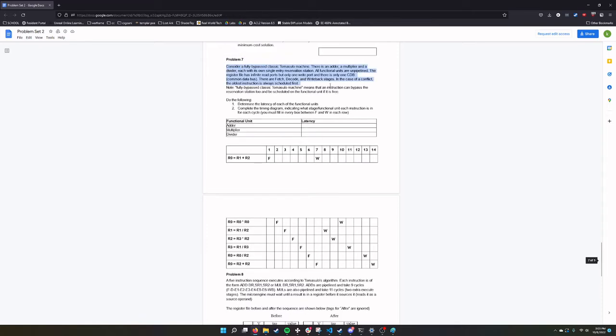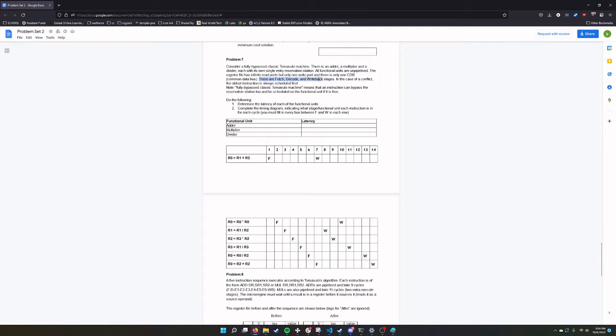To start with, we're going to go over the setup for the problem. We have a bypass Tomasulo machine, we have one functional unit per operation. All functional units are unpipelined, which means they cannot accept more than one instruction at a time. The register file has infinite read ports, but only one write port. So only one instruction can write back in a cycle, and there is only one common data bus.